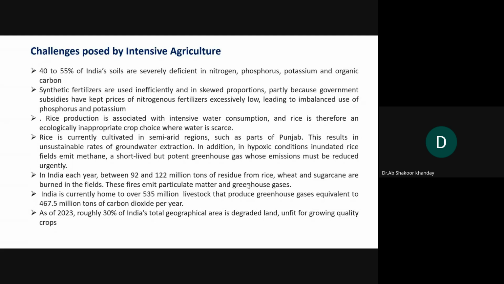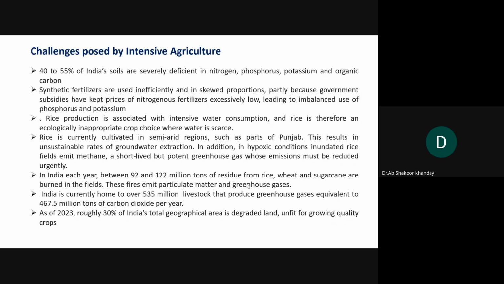When I say inefficiently, I mean they are not being used in the right proportion. 29:1.7 is the current proportion in which the NPK fertilizers are being used. It should have been 4:2:1. So the addition of fertilizers is not serving the intention for which we are actually using them.